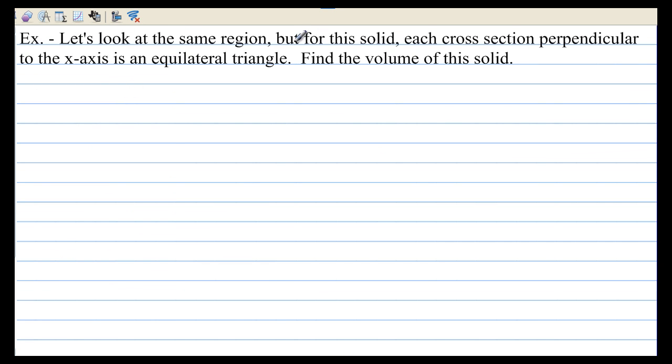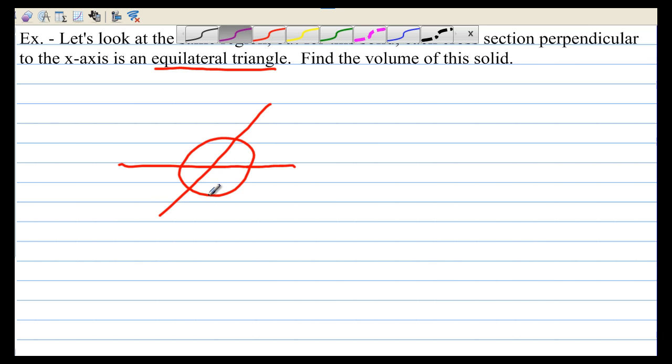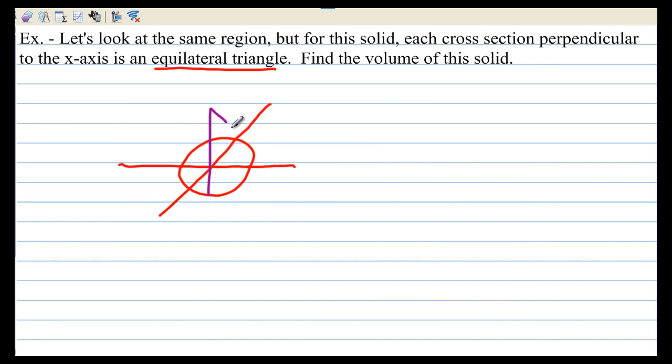Another example, let's look at the same region, but for this solid, each cross-section perpendicular to the x-axis is an equilateral triangle rather than squares. Find the volume of this solid. All right, the base is still a circle. And now the cross-sections aren't squares, the cross-sections are equilateral triangles. And they are perpendicular to the x-axis.